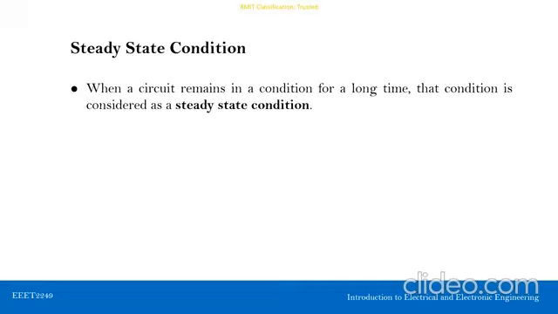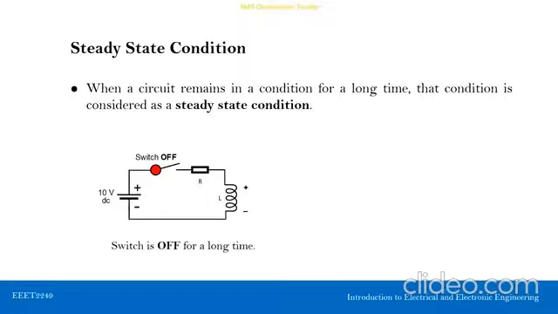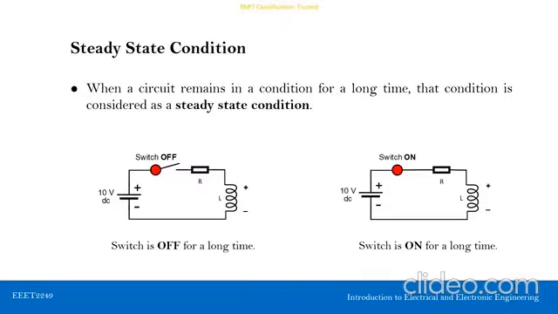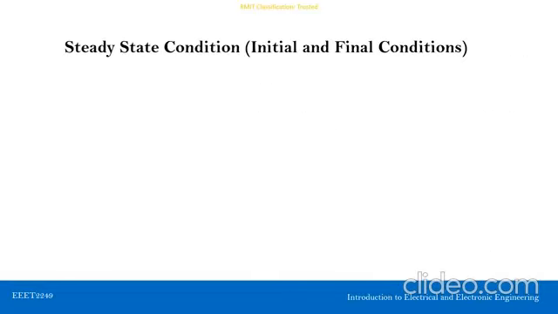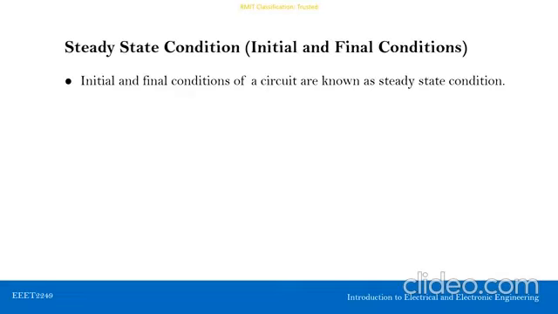So at the beginning, let's discuss the steady state condition. When a circuit remains in a condition for a long time, that condition is considered a steady state condition. For example, if a circuit remains in a condition such that the switch is off for a long time, we say that the circuit is in a steady state condition. Similarly, if a circuit remains in a condition for a while such that the switch is on for a long time, we say the circuit is in steady state condition.